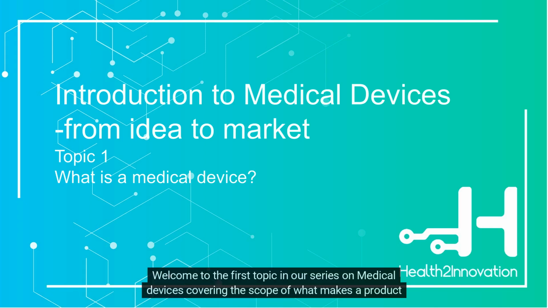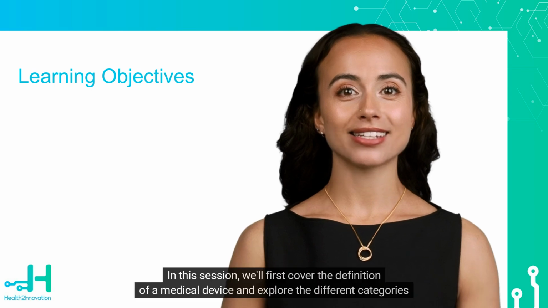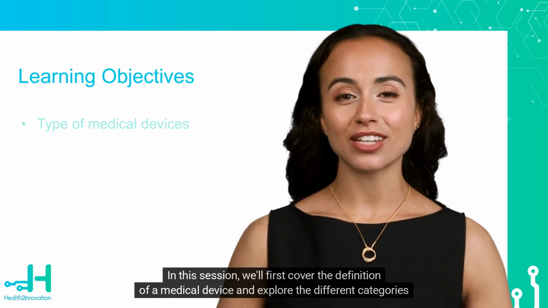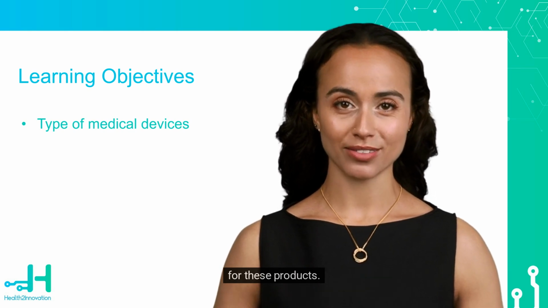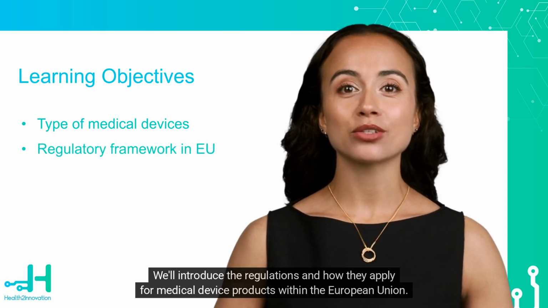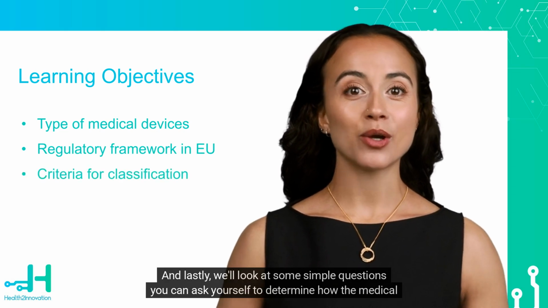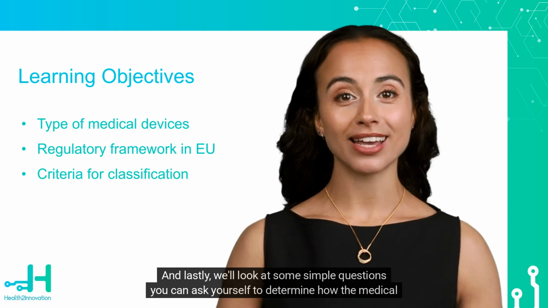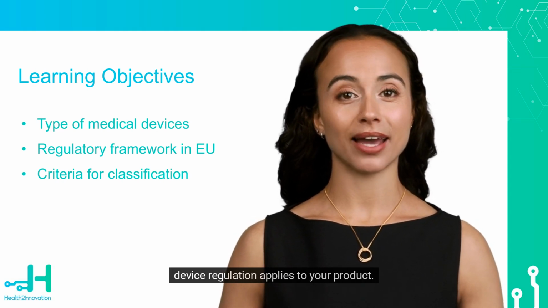Welcome to the first topic in our series on medical devices, covering the scope of what makes a product a medical device. In this session, we'll first cover the definition of a medical device and explore the different categories for these products. We'll introduce the regulations and how they apply for medical device products within the European Union. And lastly, we'll look at some simple questions you can ask yourself to determine how the medical device regulation applies to your product.